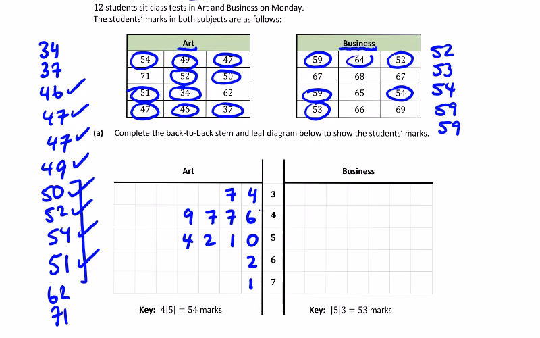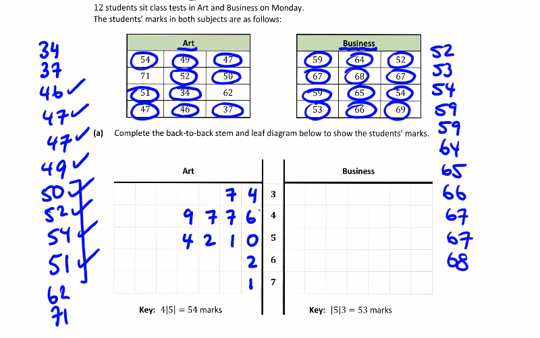We have 64, is that the lowest? 64, 65. Then we have 66 on its own, and two 67s. And that leaves us with a 68 and a 69. So it's just about taking your time with these. Sometimes maths is about taking your time.